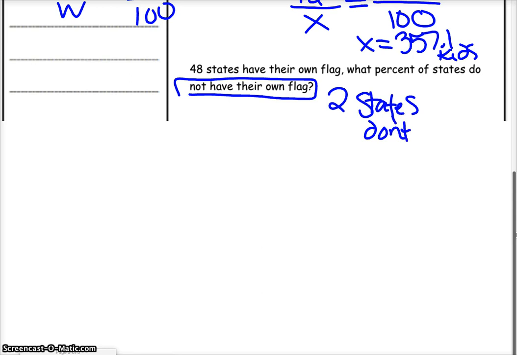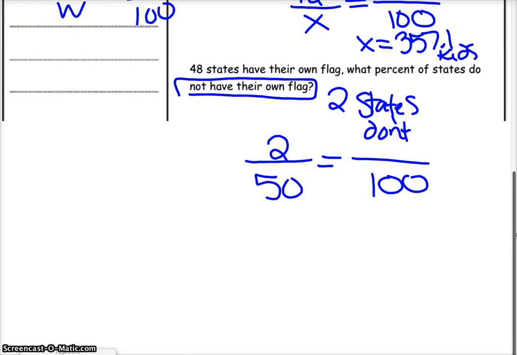And some of you could go 2 divided by 50 if you wanted to get that percent, but you can use a proportion, right? So part is to whole as percent is to 100. So 2 states is part of the United States, is to the whole 50 states. And I want to know what percent. So you can go 2 times 100 divided by 50, which is 4%, like Thomas said.